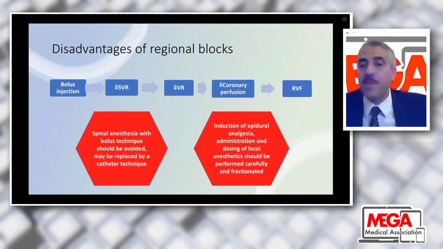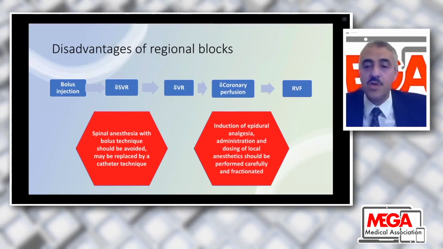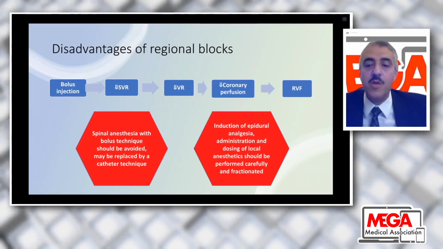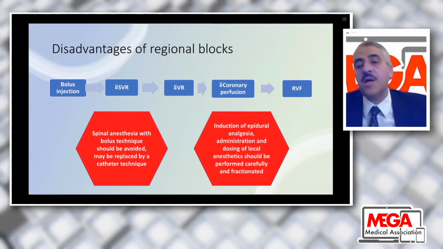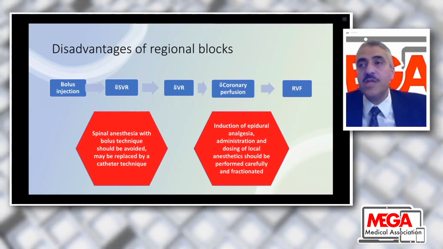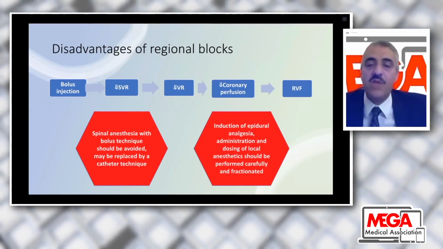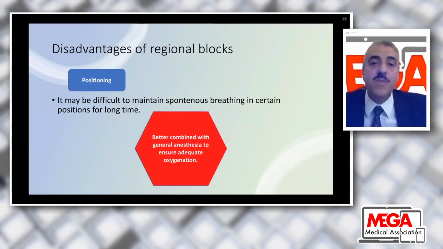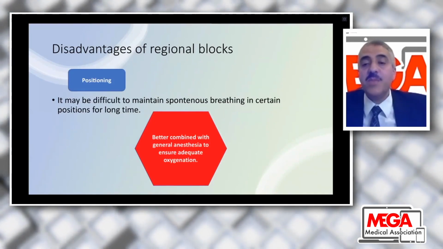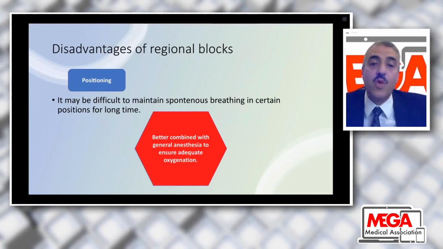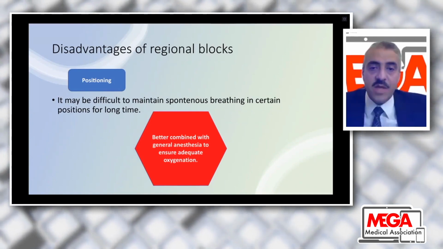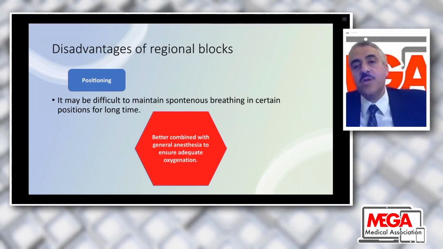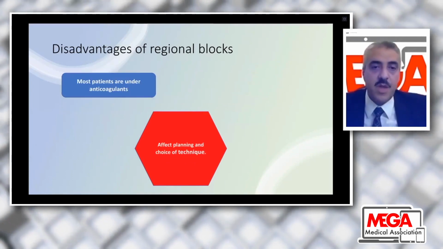The same applies to the induction of epidural analgesia. Administration should be fractionated, and top-up doses are increased one by one until we reach the desired level and the desired strength of block. This is number one. Number two, the positioning. It may be difficult to maintain a spontaneously breathing patient in certain positions for a long time. At this time, we need to give the regional block with general anesthesia.